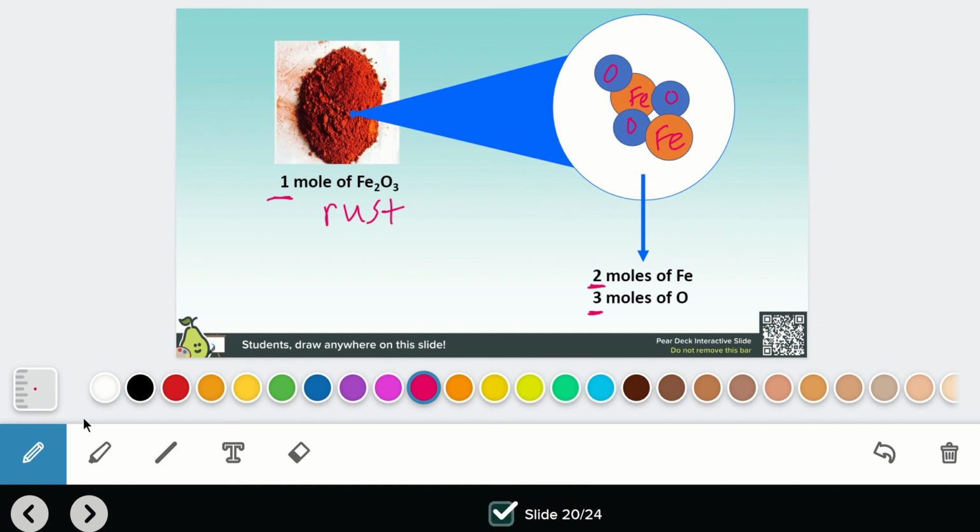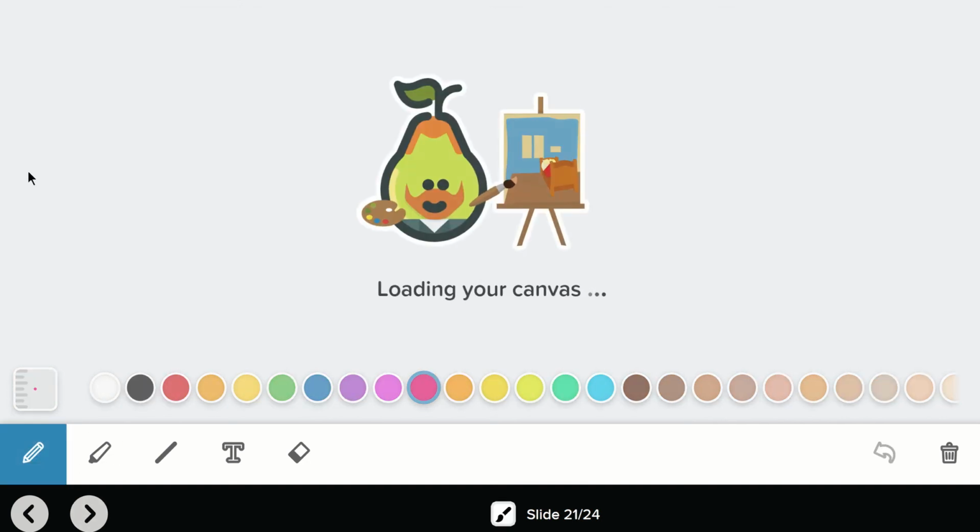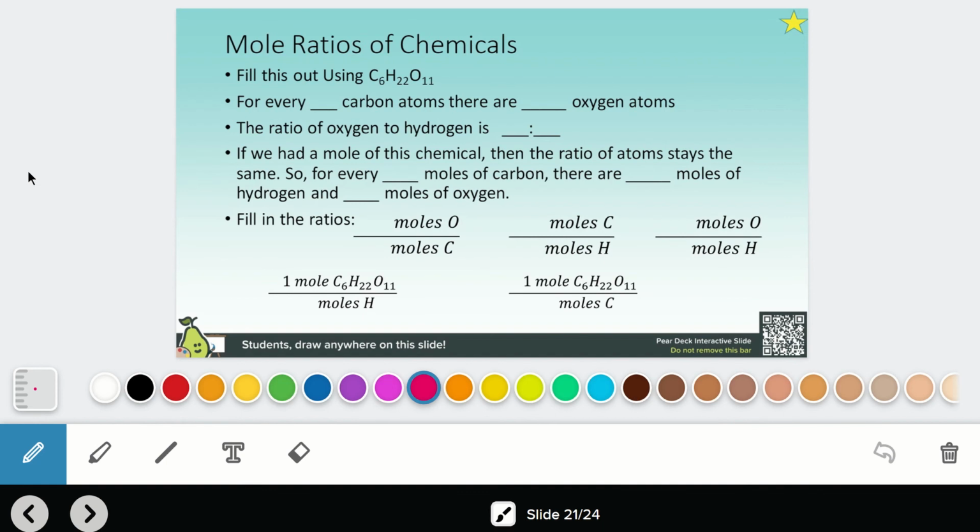All right, so let's try another one. We can also use mole ratios when we are dealing with larger chemicals, when we have more than 2 elements. The same things apply. We can create ratios between any of those parts of that chemical. So if we look at this, for every blank carbon atoms, there are blank oxygen atoms. Pause for a second and see if you can fill that in.